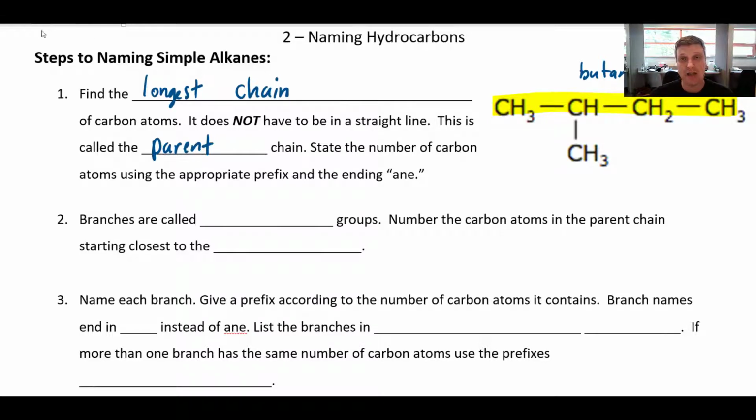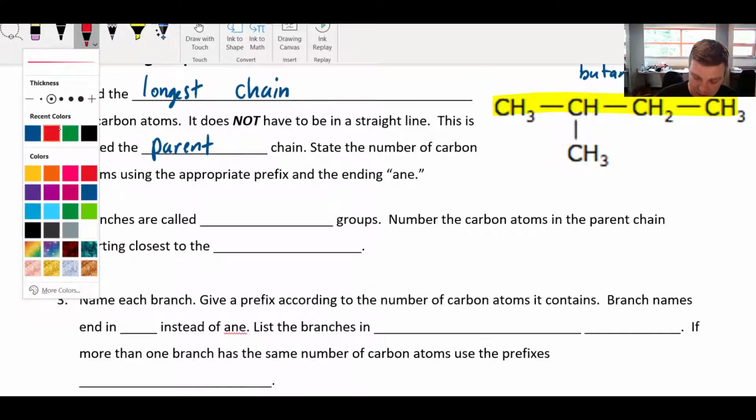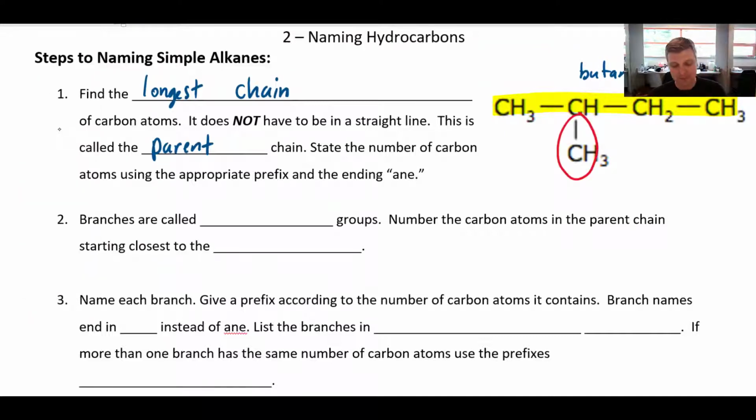Okay, so the next step is to identify branches. So what's going on with my branches here? I've got a branch right in this location right here. Branches are called alkyl groups. Alkyl groups. And they are sticking off of the parent chain. Now, the thing is I could move that branch and put it in different locations. So in order to be able to tell somebody where the branch is, I'm going to have to number off my carbons so that I can describe the location of that branch.